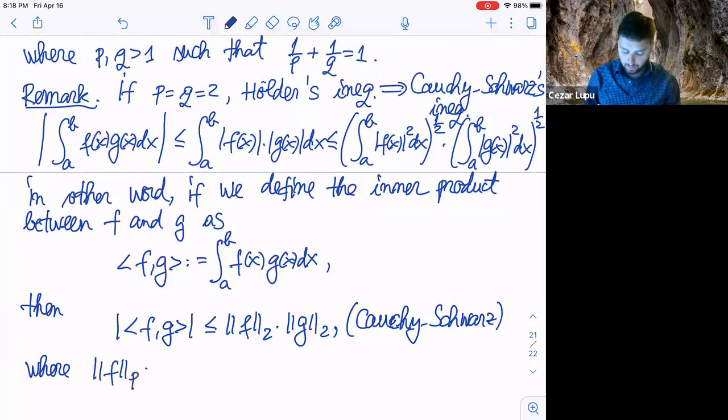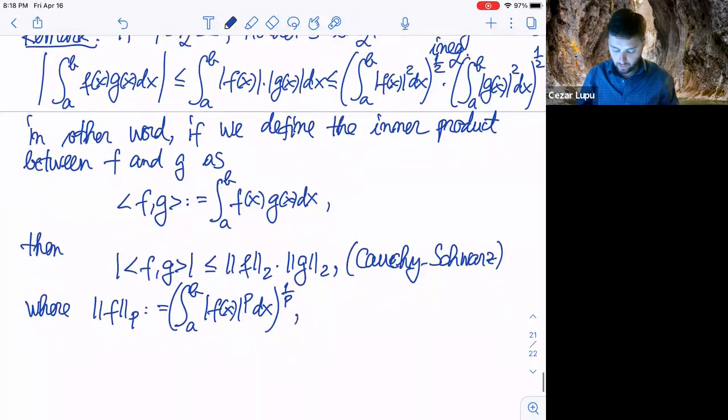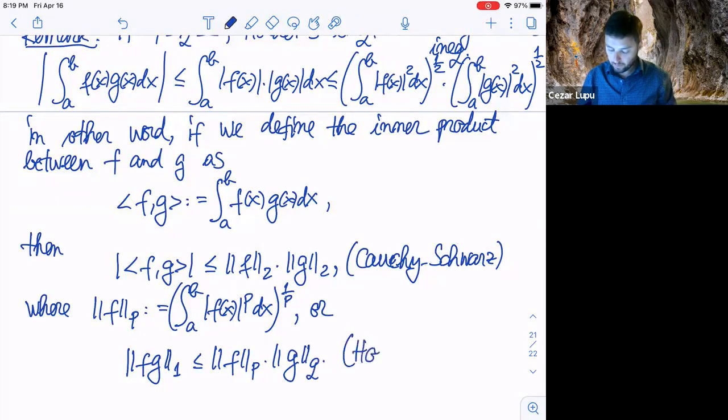Where the p norm is given by this integral, everything to the power 1 over p. All right, so that's the Cauchy-Schwarz, and of course you can interpret Holder's inequality as well. You can write that the 1 norm of f times g is less or equal than the p norm of f times the q norm of g. So that's Holder. All right, so these are the two inequalities that we're going to play around with a lot.